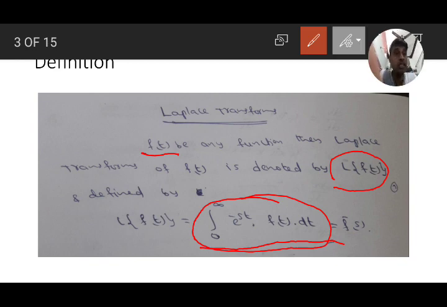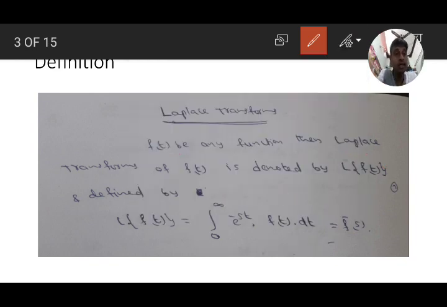Okay. This is about the definition of Laplace transform. Laplace transform of a function is denoted by L of f of t, and it is defined as integration 0 to infinity e to the power of minus s into t f of t dt. Okay. Based on this definition, we will see the formulas for the Laplace transform of some standard functions.